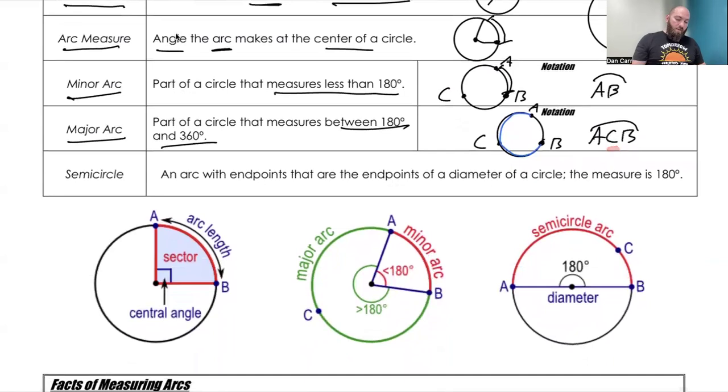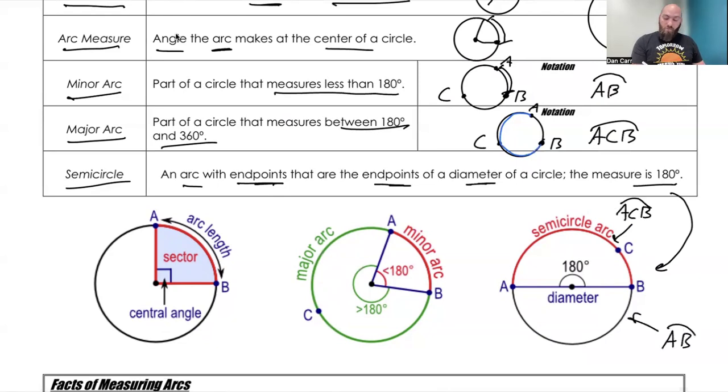All right. The other type of arc we can see is a semicircle. This is when the arc has endpoints that are the endpoints of a diameter, and that measure is exactly 180 degrees. So that would be like this one down here. Keep in mind, my semicircle arc is exactly 180 degrees. It technically doesn't matter which one I want to do, but if I want to name this one specifically, that is going to be arc ACB, whereas if I look at this one, that's arc AB. So just use whatever makes the most sense there.